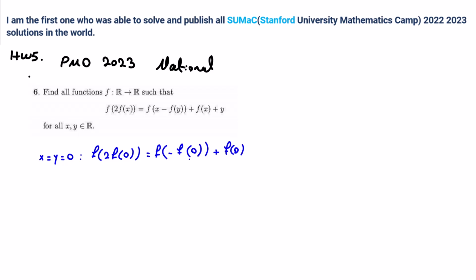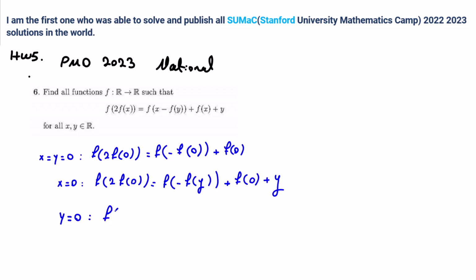So let's consider only x equal to 0. Then we have f of 2 f of 0, right? Equal to f of negative f of y plus f of 0 plus y, right? Let's consider only y equal to 0. So f of what?